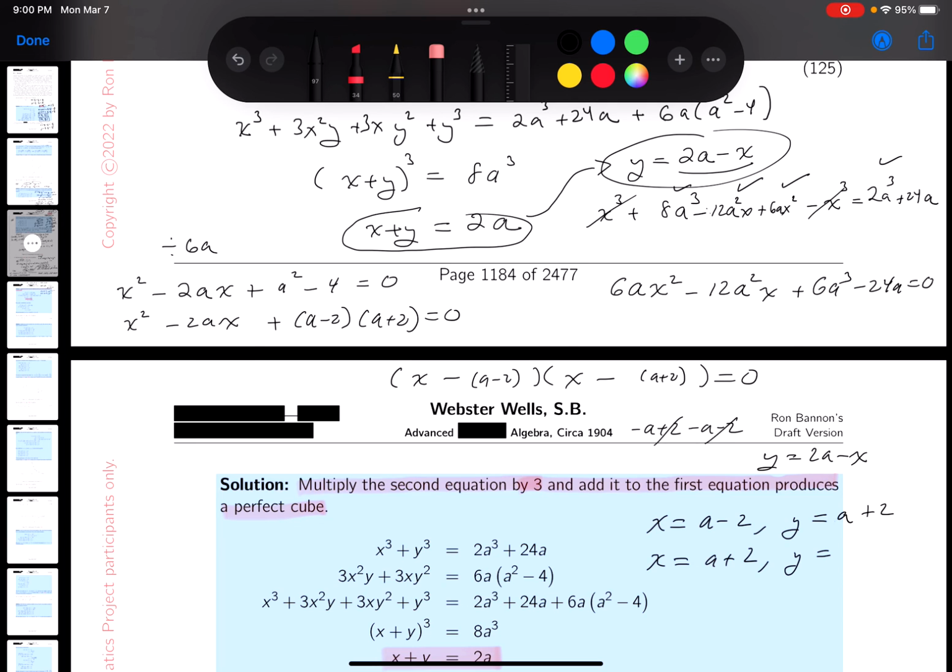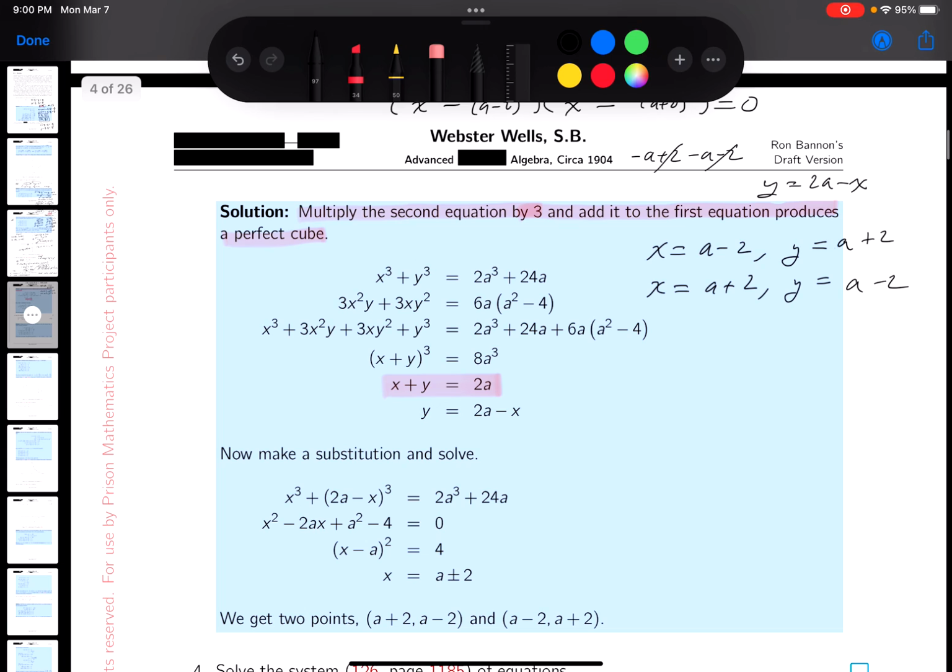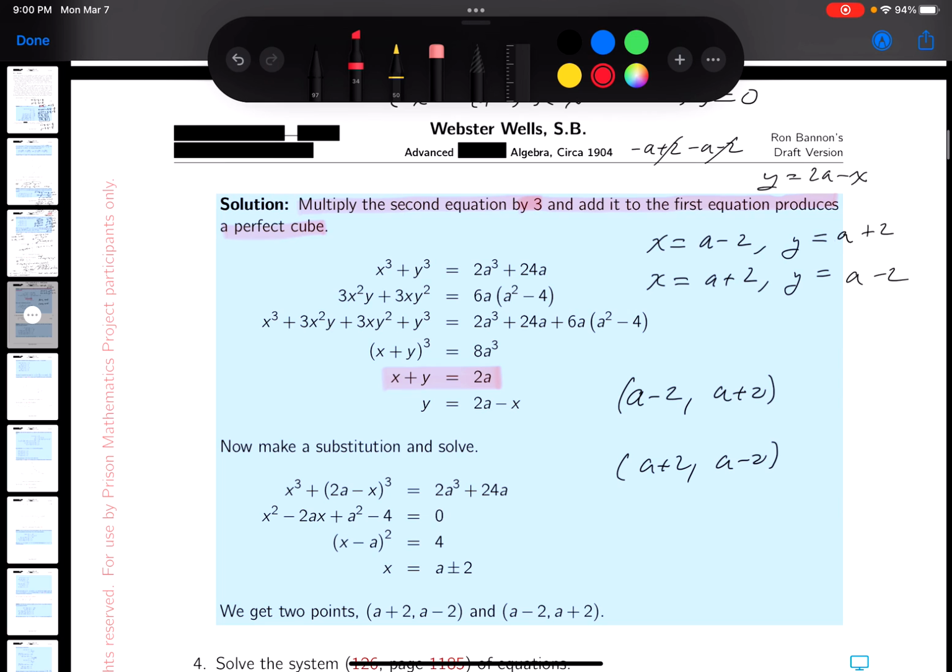What's this one over here? 2a minus a, which is a, and then I get the minus 2. Sorry about that. Let me write this down. The answer is a minus 2, comma, a plus 2. The other answer is a plus 2, a minus 2. Let's get a red pen out, see how we did. A plus 2, a minus 2, a minus 2, a plus 2.